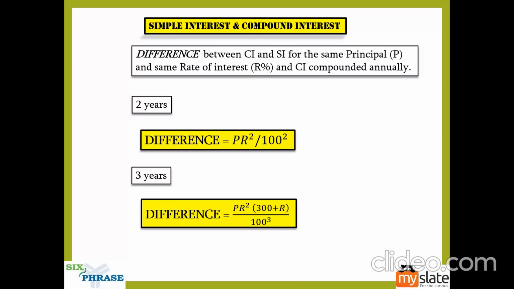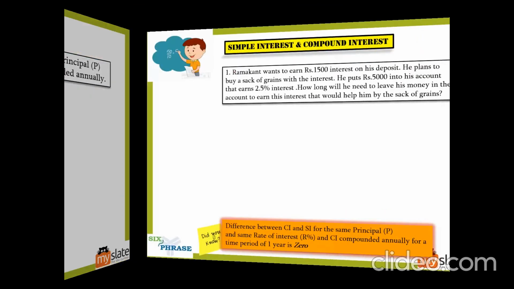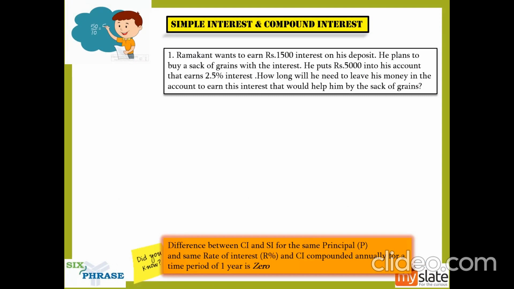If it is for 4 years, you do it manually. You can try and do it manually, where you find the simple interest for 4 years, find the compound interest for 4 years, then subtract. But that will never happen. Usually, if they give you this question, they'll ask for 2 years and 3 years only. And if they ask for 1 year, your answer should be zero. So let's get started solving problems.